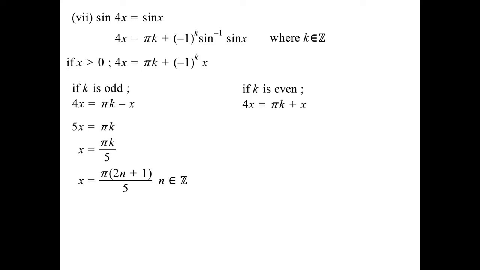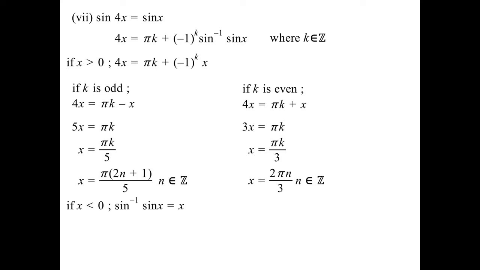What happens if it's even? Well, if it was even, then this would become plus x, so 3x will now equal pi k. But now k is an even number, so I'm going to say it's 2 pi n, because 2n will guarantee an even number. Remember, that was just if it's positive.